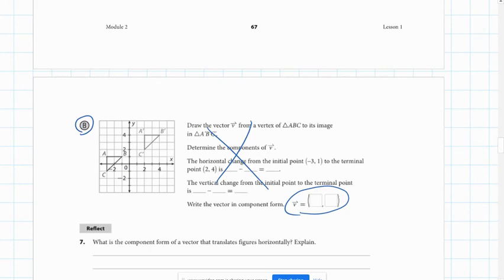So when we go from point A to A prime, we realize that vector goes up 1, 2, 3, and over 1, 2, 3, 4, 5. And so we do the x-coordinate first, so it's 5 to the right and up 3, so that would just be the vector ⟨5, 3⟩.